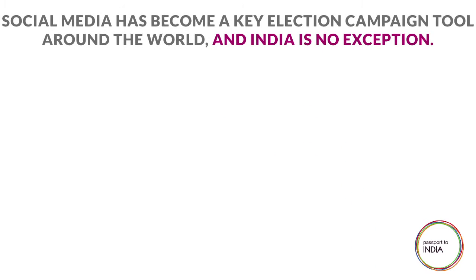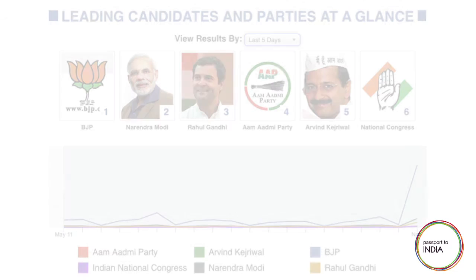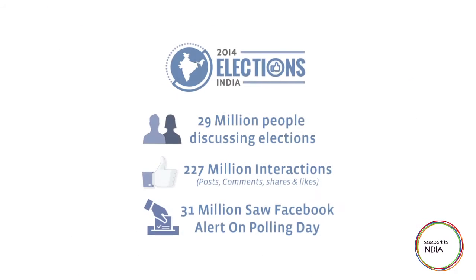First, let's take the election campaigns. Social media has become a key election campaign tool around the world, and India is no exception. Platforms like Facebook and Twitter are key channels helping political parties connect with their supporters.